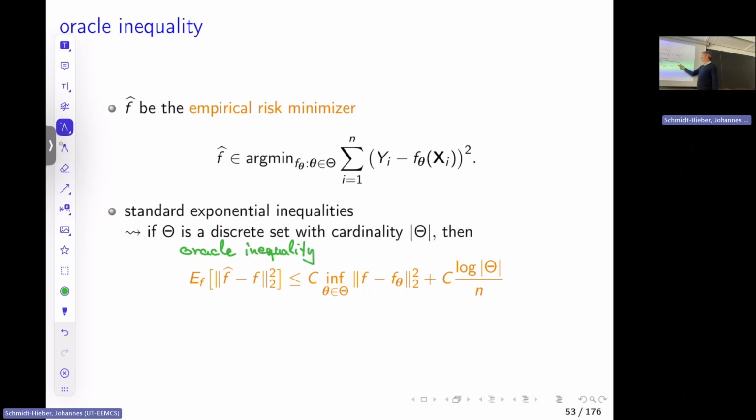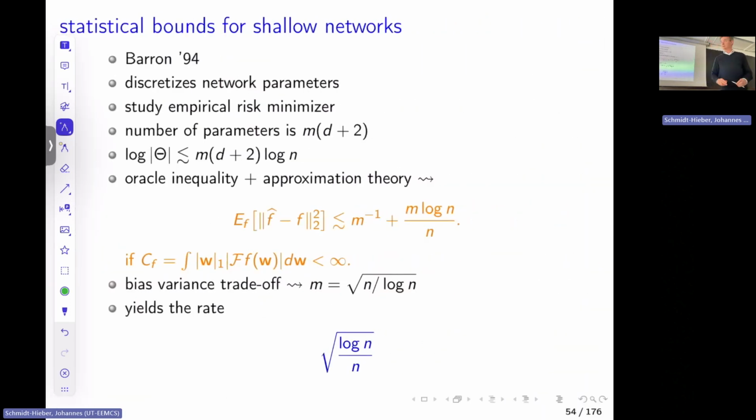This here behaves basically like the number of parameters, because you have to discretize every parameter, and then you get the power, and then you take the log, and in the end this becomes the number of parameters. So it's a bound. I don't go into the proof. If you just look for oracle inequalities, you find proofs in textbooks and so on.